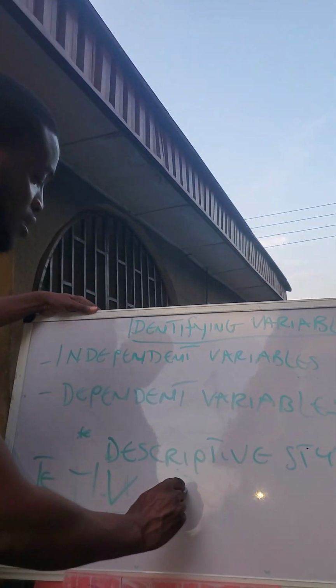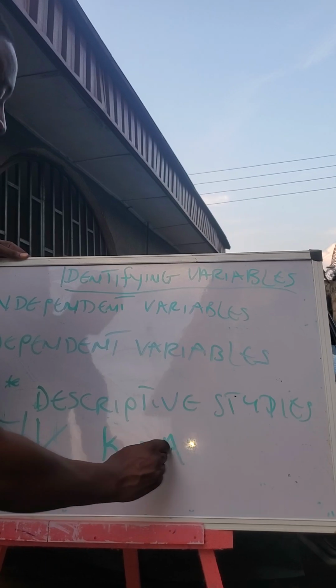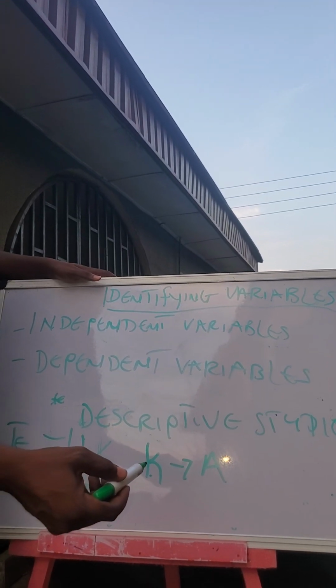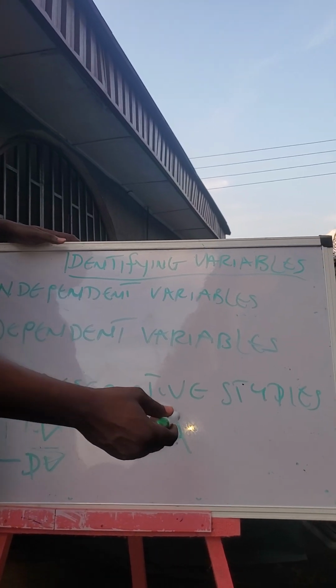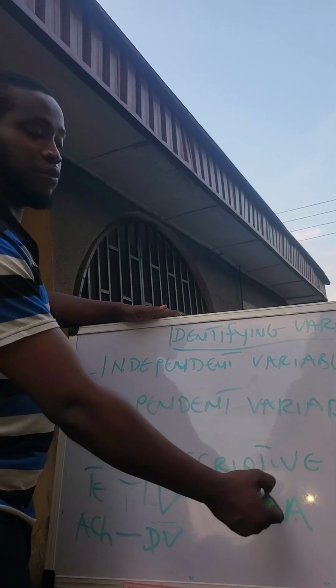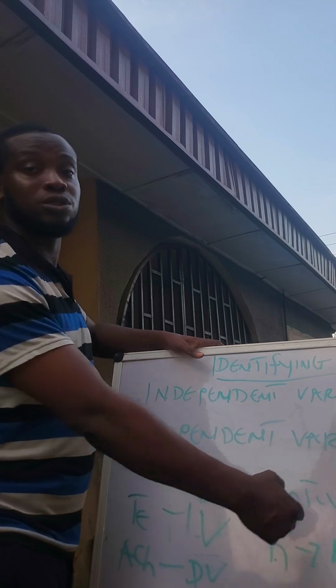Let's say knowledge is K, attitude is A. Very straightforward. The K is being manipulated. The A is the effect. So if you are straightforward, you just know that knowledge influences attitude. Knowledge is seen as the independent variable, attitude is the dependent variable.